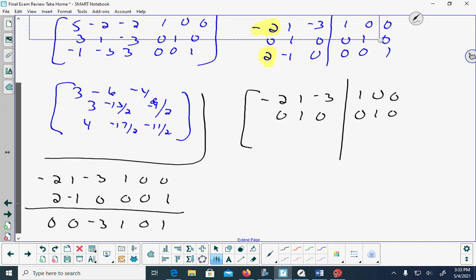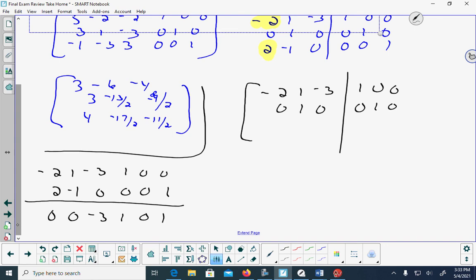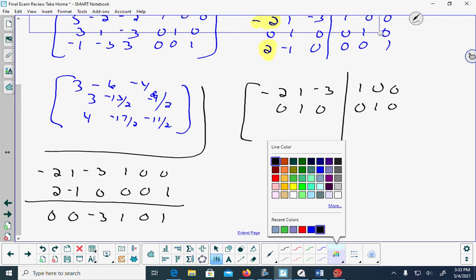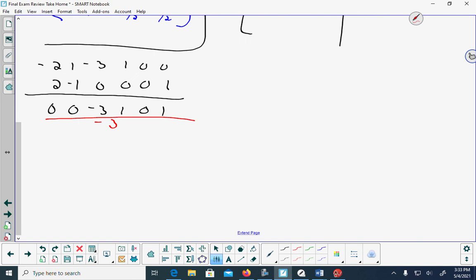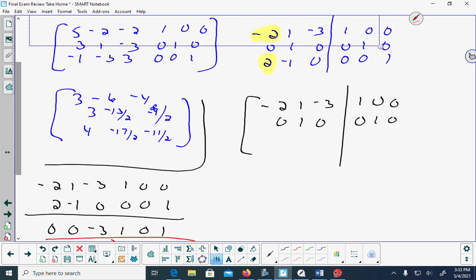If I look at this, I have 2 zeros, which makes me happy because if I divide this by a negative 3, I'm going to get 0, 0, 1, negative 1/3, 0, negative 1/3. And so that's my bottom row done. 0, 0, 1, and then negative 1/3, 0, negative 1/3. And so that row's good.